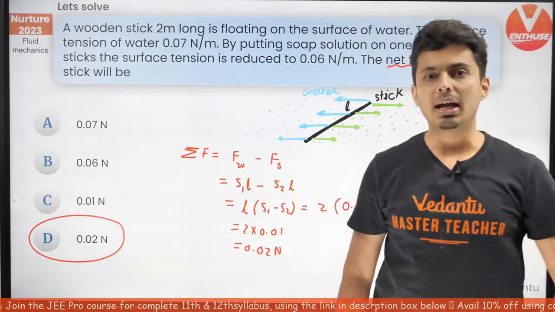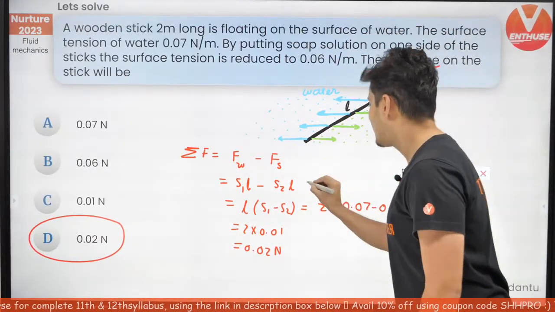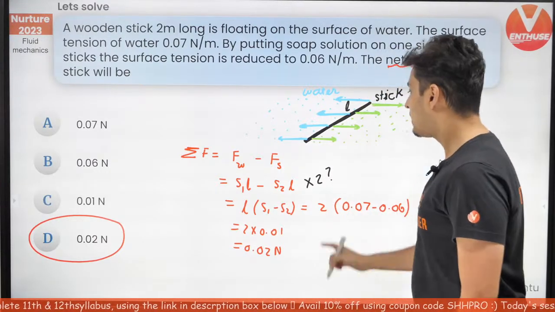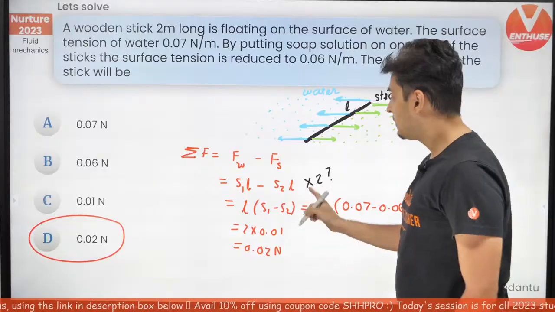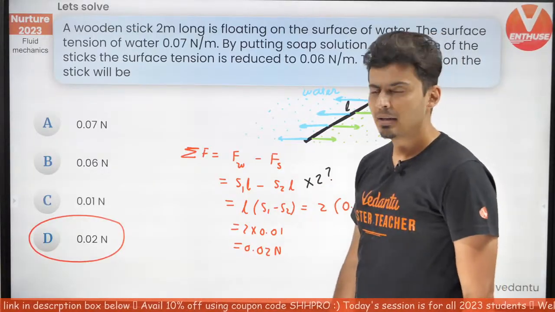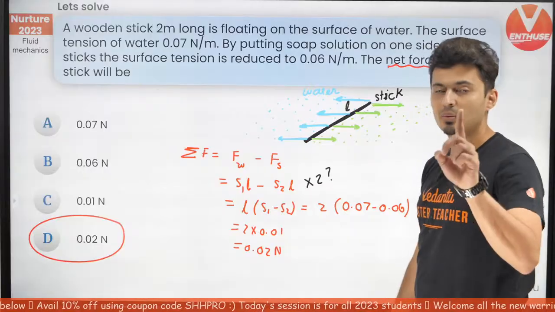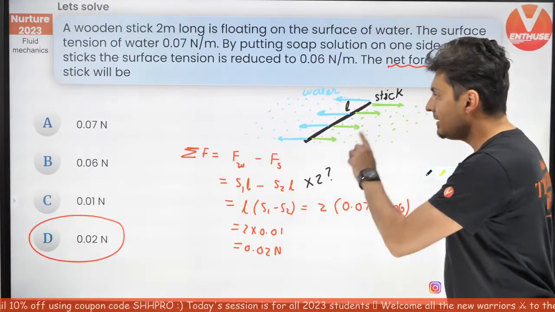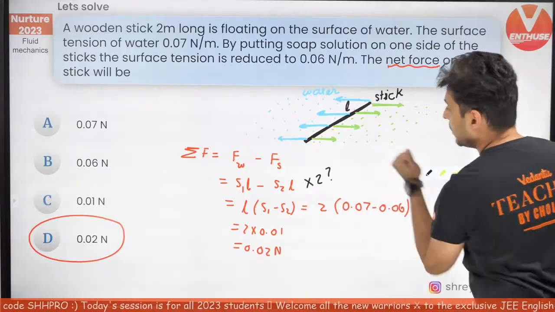Think carefully and try to understand, why did we not multiply this entire thing with 2? Why did we not multiply it with 2? Think about it. Not because it's not there in the option, but why the factor of 2 was not there? Understand, this is the surface of a fluid. There is no surface below.